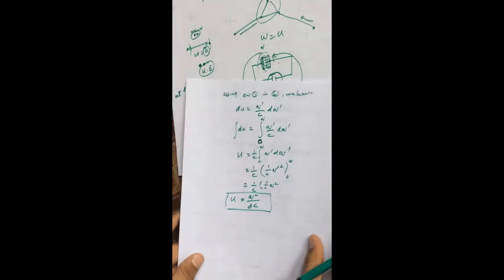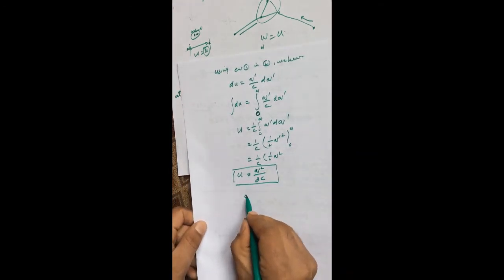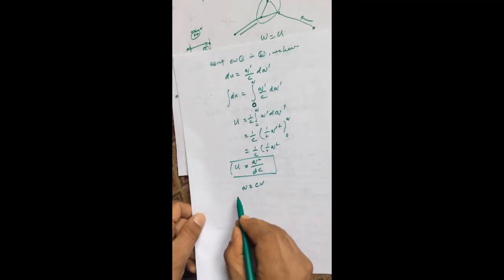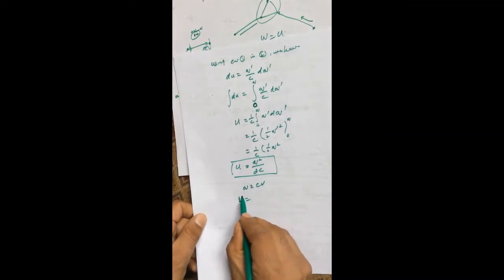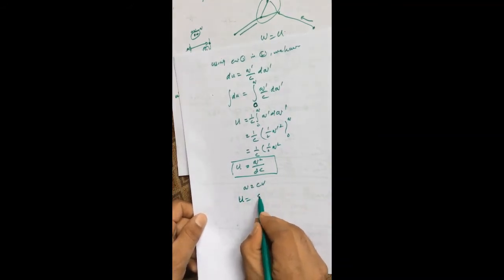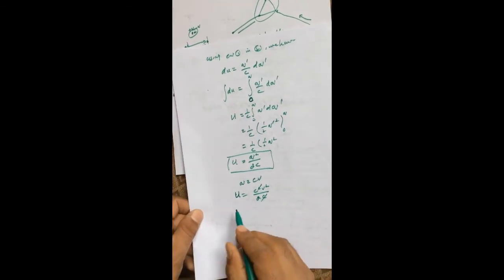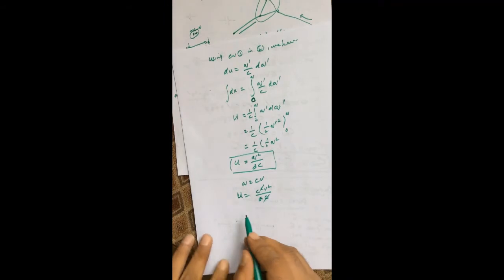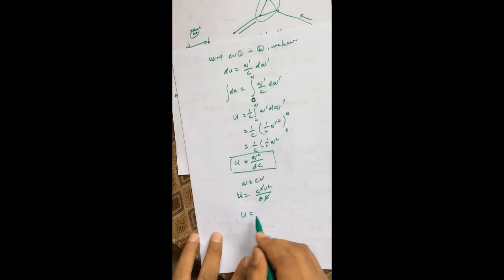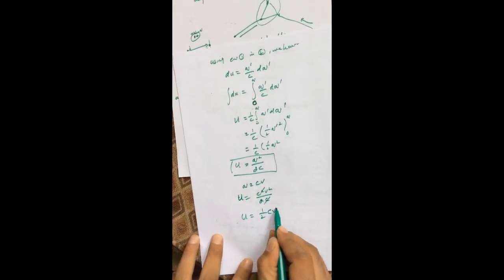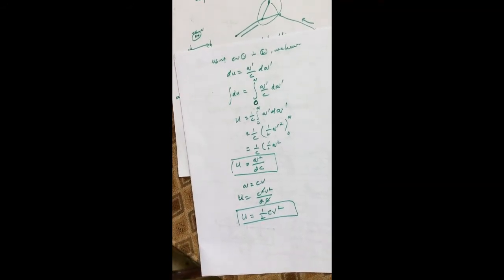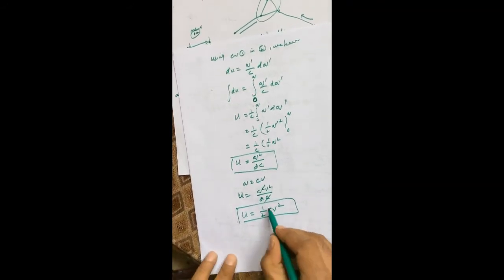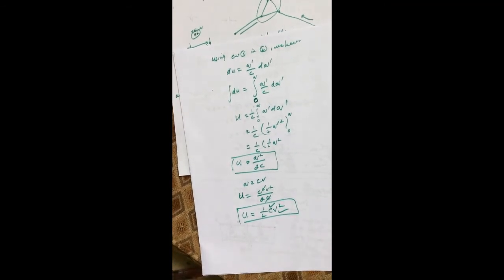Now we also know that Q is equal to CV, so capital U is equal to, instead of Q square, we have C square V square over 2C. C cancels with this C. So we have U, which is equal to 1 over 2 CV square. This is the potential energy stored in the capacitor in terms of capacitance and potential difference.